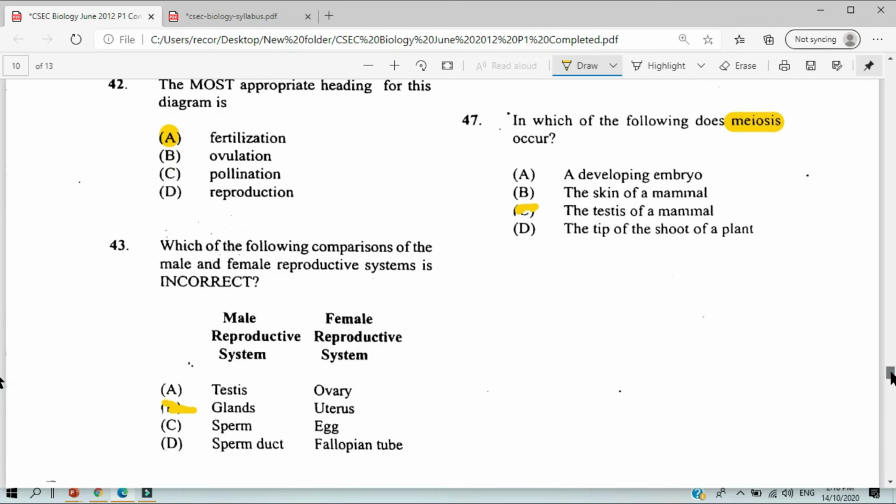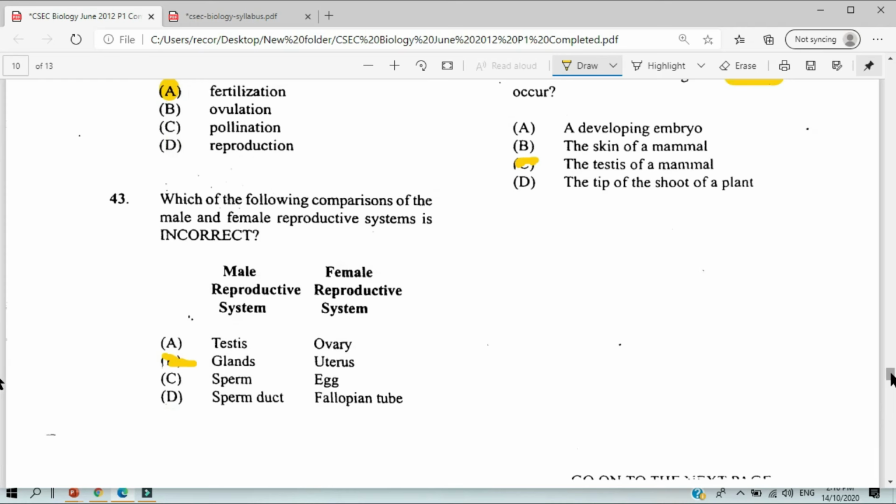Question 43. Which of the following comparisons of a male and female reproductive system is incorrect? So the testes to ovary, that sounds wonderful to me. Sperm to egg, wonderful to me. Sperm duct to fallopian tube, wonderful. So by method of elimination, we would go with glands and uterus. So B we chose to be the answer.